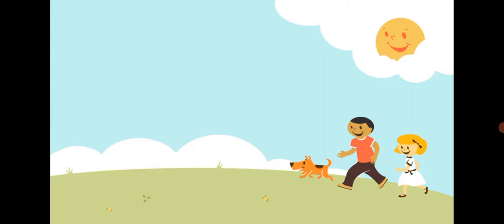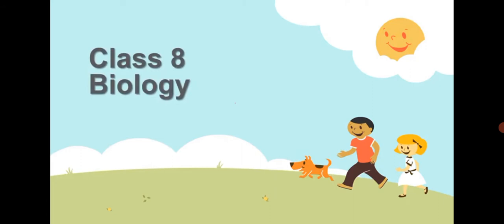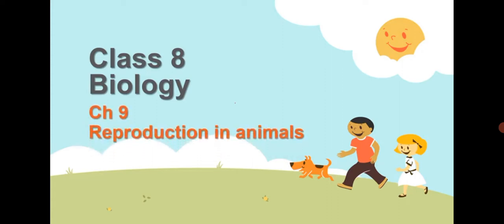We are learning class 8 science biology. Dear students, today we are going to start a new chapter, that is chapter number 9 from your textbook, Reproduction in Animals. Before starting this chapter, I would like to give you the intro of this chapter. So in this video I'll give you only the intro about this chapter, and then from the next video we will start the next topic of this chapter.